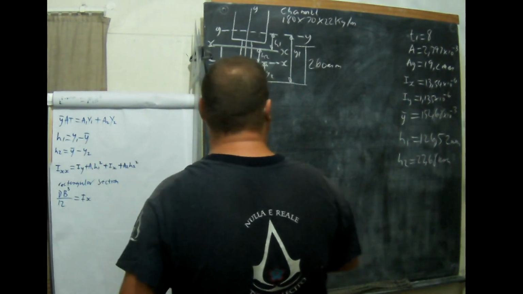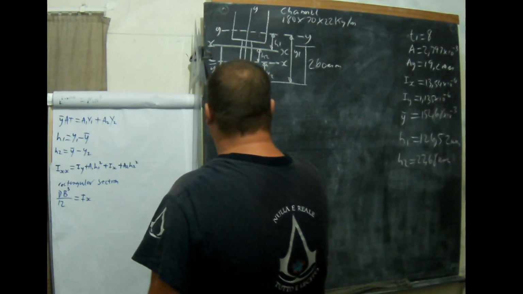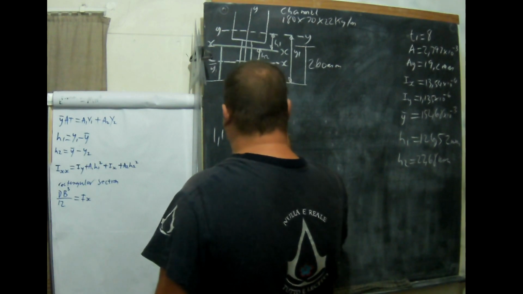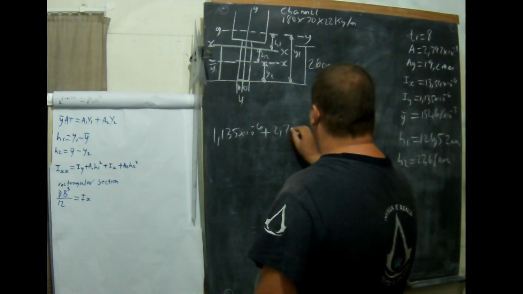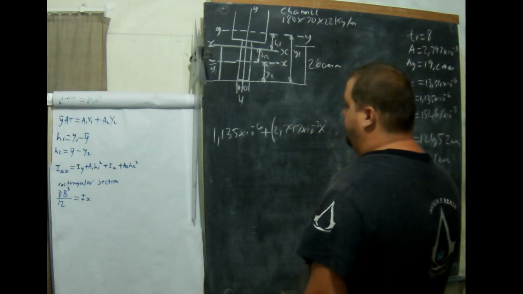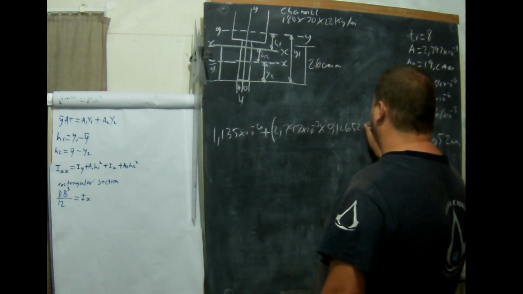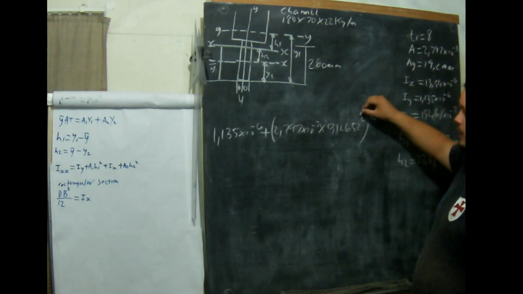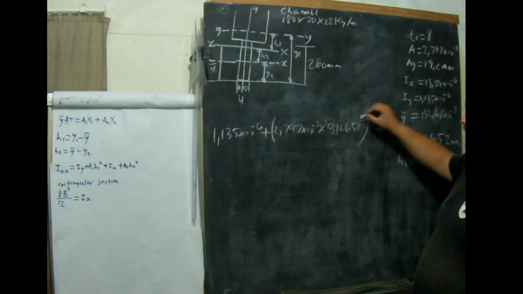Iy plus A1 H1 squared. So we have H1, we have Iy, so we have 1,135 times 10 to the minus 6 plus A1, which is 2,797 times 10 to the minus 3. Now this is going in a bracket, multiplied by H1, which is 0,12652 squared. Make sure that only H1 is squared, not the outside of the bracket.